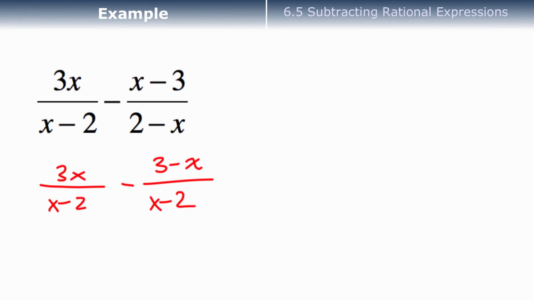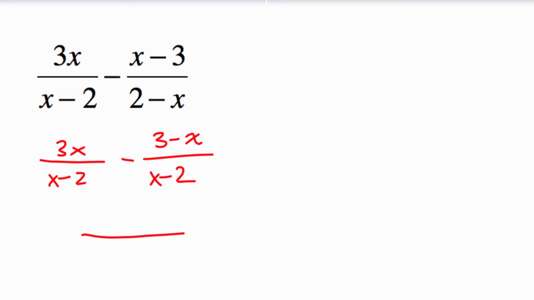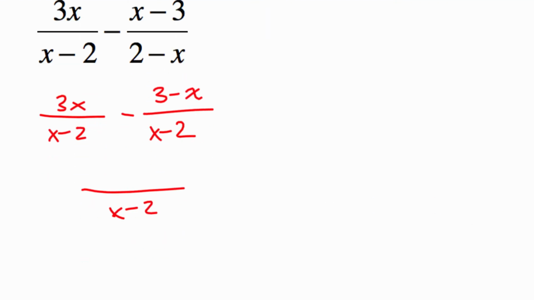Now, I'll do my same thing. Now I've got a common denominator. So I can write an x minus 2 on the bottom. The top will be 3x minus 3 minus x. Notice how when I put them together, I put these in brackets. And that'll help me with that dirty, rotten, filthy, stinking negative.